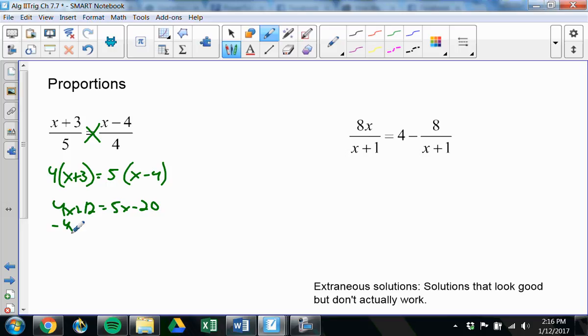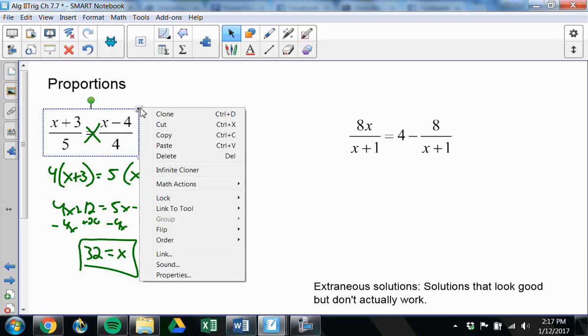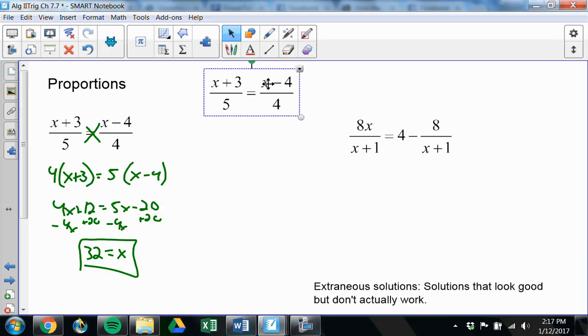Subtract a 4x from both sides. Add a 20 to both sides. 32 equals x. And it doesn't matter if the fractions or if the variables are on top or the bottom, it makes no difference. Had I instead gone about this by finding a common denominator, which sometimes you'll just get in the habit of always finding a common denominator, that's okay.